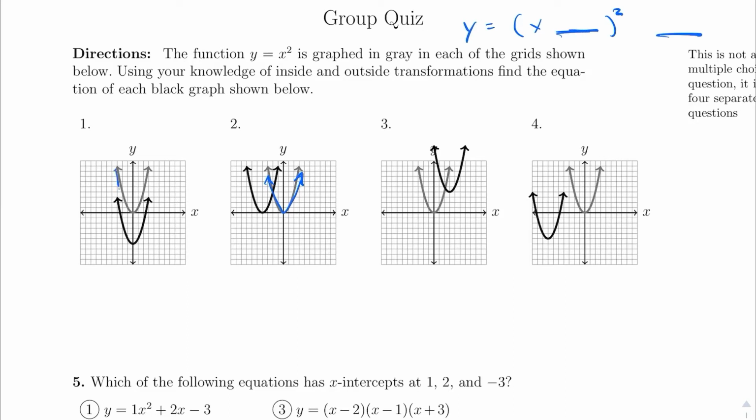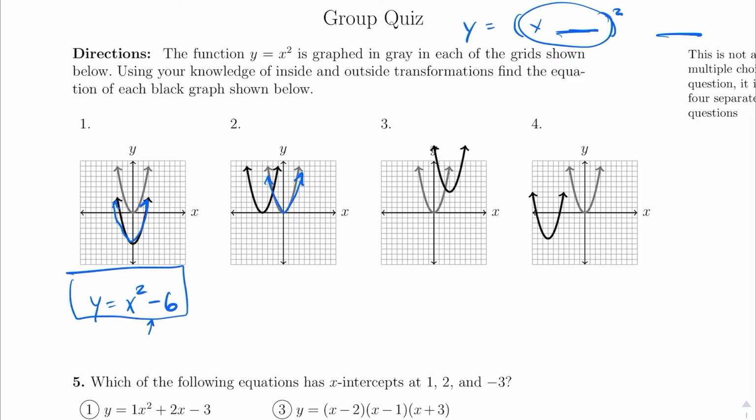So starting off with problem number 1 here, because the move is only in the vertical direction, it's going to be only an outside transformation. So we get y equals no inside transformation, so just x squared, and then an outside transformation of minus 6, because outside the sign matches the direction that you go.